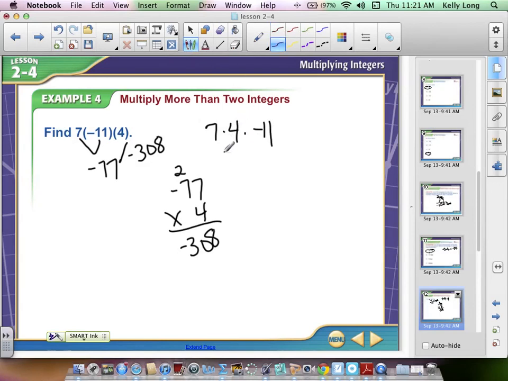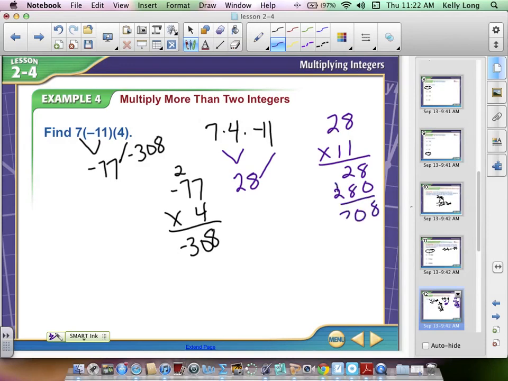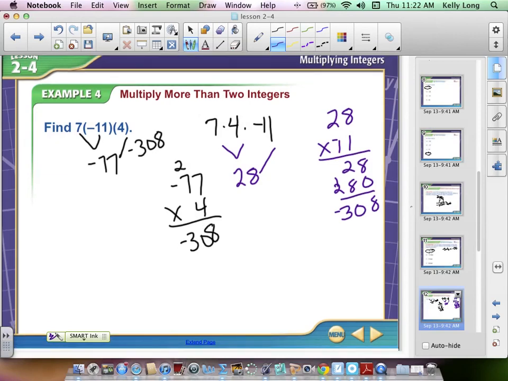Okay? Again, if you came over here and worked it this way, it's the exact same thing. You change pen colors just so you can see. 7 times 4 is 28, and then 28 times negative 11. Well, come over here and work that out. 28 times 11. Again, I get, and that's a negative 11, so that's going to be a negative 308 because it doesn't matter, because multiplication is commutative.